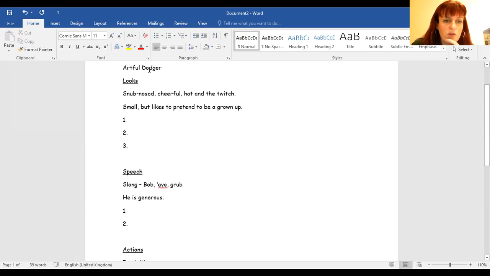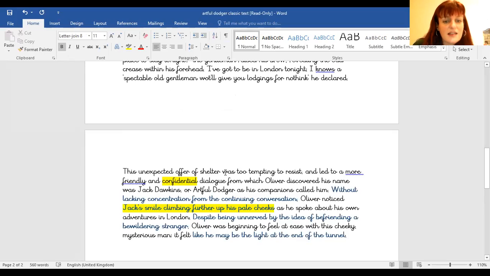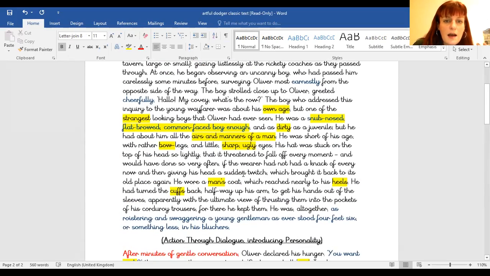This Artful Dodger description I'm going to save now, and I'm going to put on DB Primary for you to fill in. The Artful Dodger description, the original one, will also be on there. This classic text will also be on there. Have a look at them and work through them, and then as ever, give in your work and make sure you email it to me.